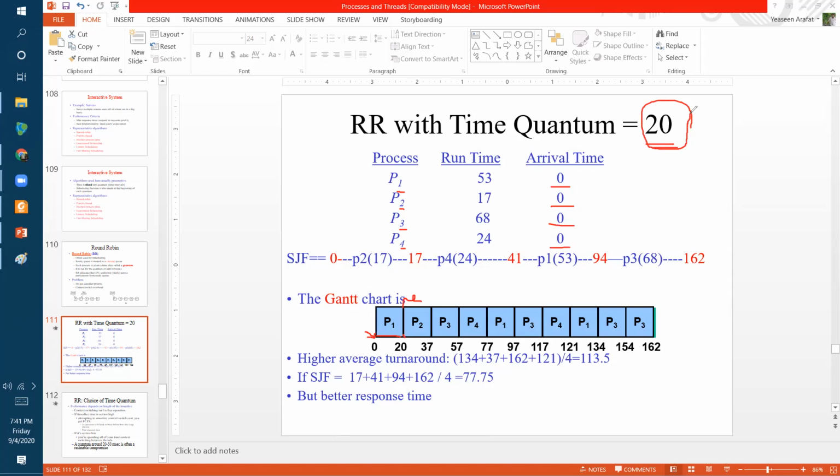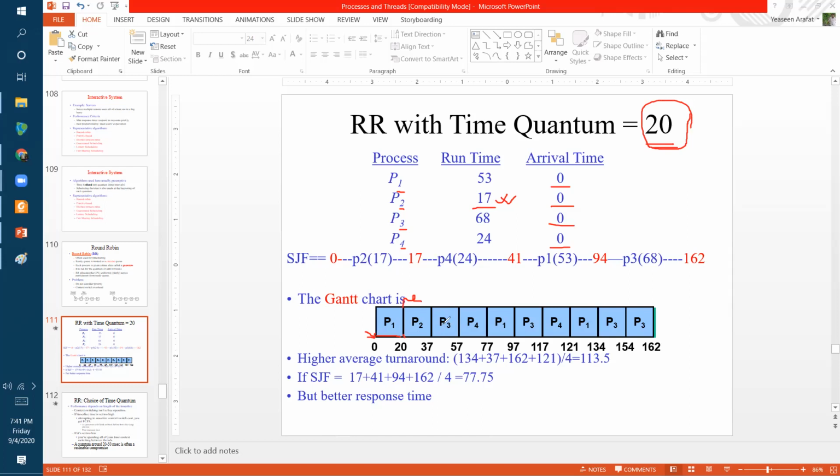The scheduler gives him the chance of working 20 seconds. But the runtime of P2 is only 17 seconds. So it starts at 20 and ends by 37. 20 plus 17. Okay.